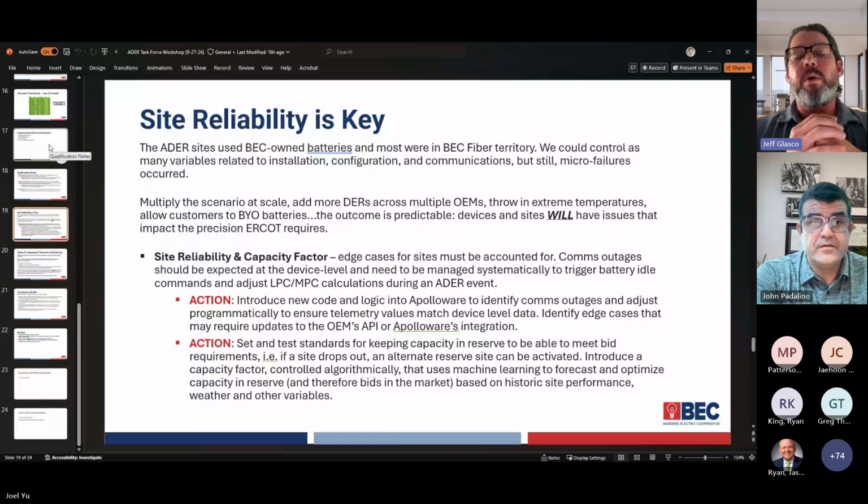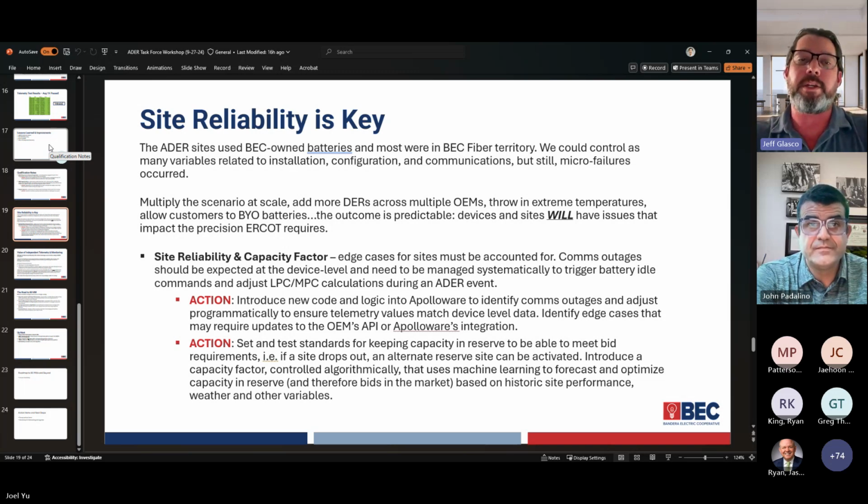So site reliability, this is something that all these batteries, the Enphase batteries, are out in the wild. They were BEC owned batteries, right? And we have BEC fiber going to most of these locations, and we got them as resilient as possible. But even then, micro failures occur, and they will continue to occur. Particularly when we start to think about BYO batteries and other types of devices, other OEMs. Even Enphase's APIs can be finicky sometimes, right? These are just realities of a technical architecture. So how do we think about site reliability and think about capacity factors?